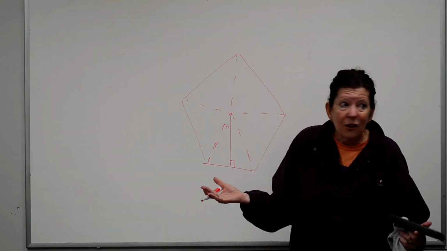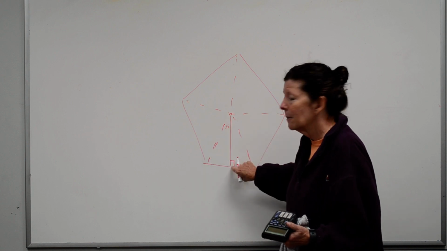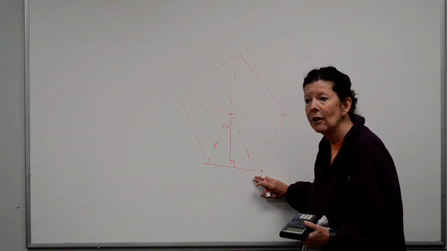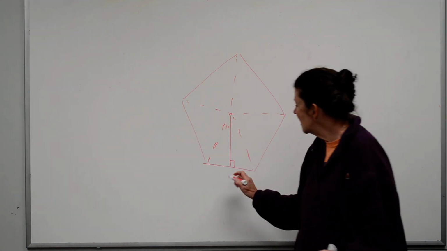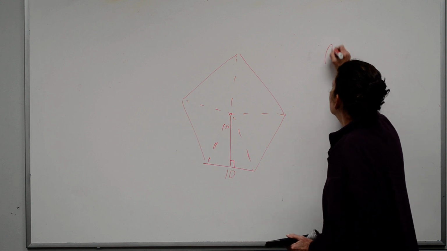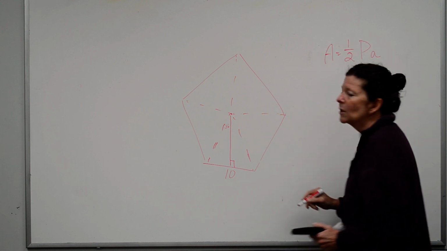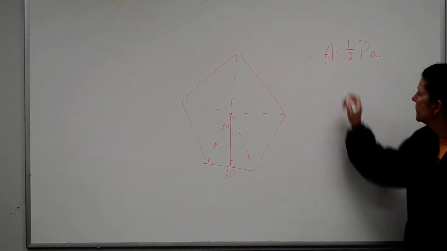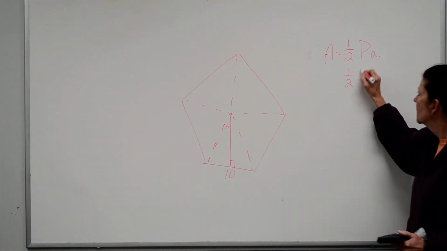Now, I don't know what they're going to give you. They might give you a side, they might give you the apothem, they might give you down here. But depending on what they give you, you're going to have to work backwards. Let's say they tell you that this is 10. If they tell you that's 10, the area is equal to 1/2 the perimeter times the apothem. What's the perimeter if that's 10? 50, because each side is going to be 10. So that's going to be 50.